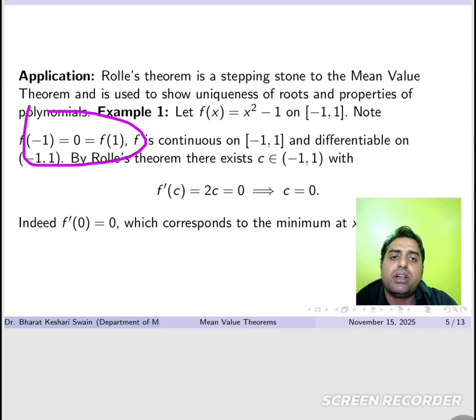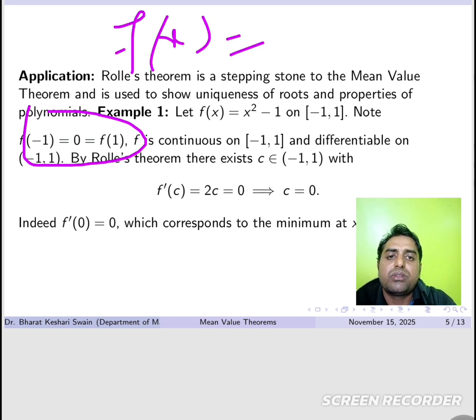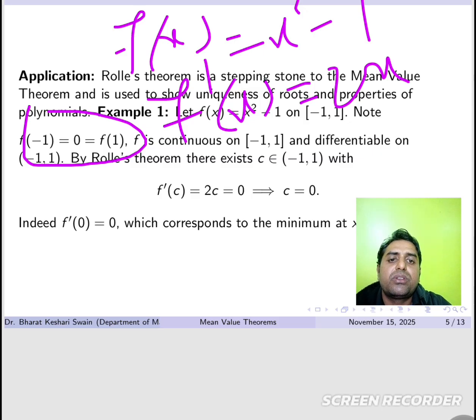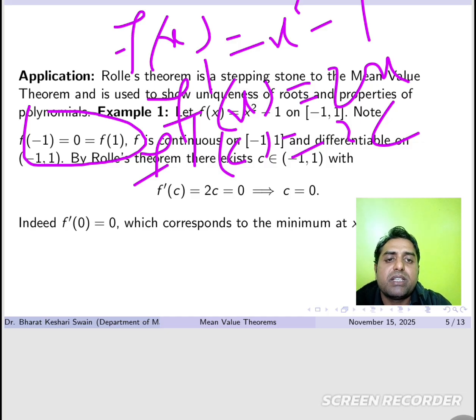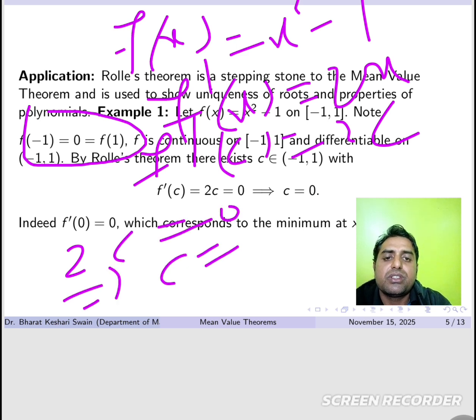So by Rolle's theorem, f'(c) will be 0. What is f'(c) here? f(x) equals x squared minus 1, so f'(x) will be equal to 2x. At c, f'(c) will be 2c. According to Rolle's theorem, f'(c) must be 0. So 2c equals 0, and then c will be 0.